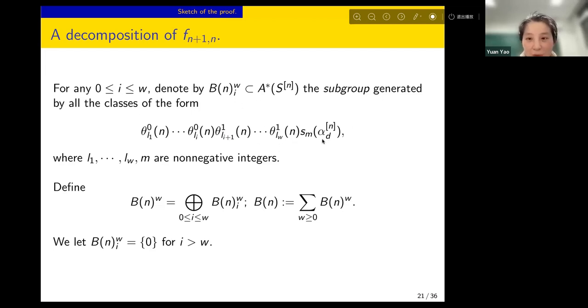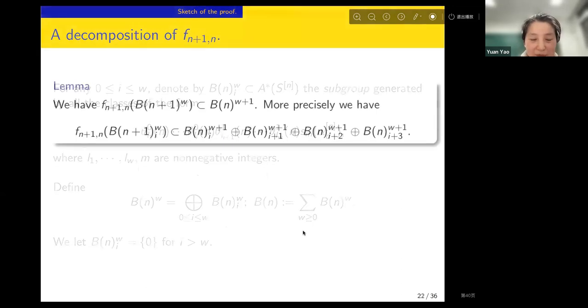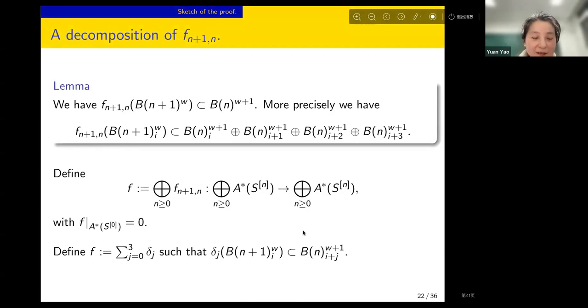Why do I use this subgroup? Once you do this fn plus 1 and n repeatedly, you get a lot of those thetas before the Chern classes. But still you have only one Chern class here and you have a lot of thetas before it. Okay, that's about the notations. Yeah, it's complicated, right?